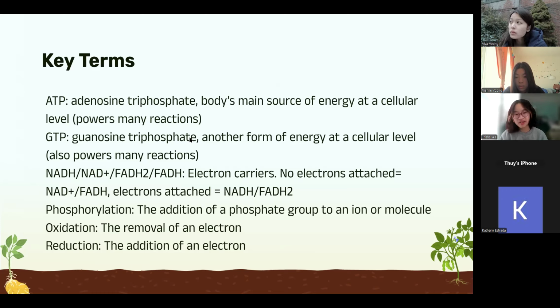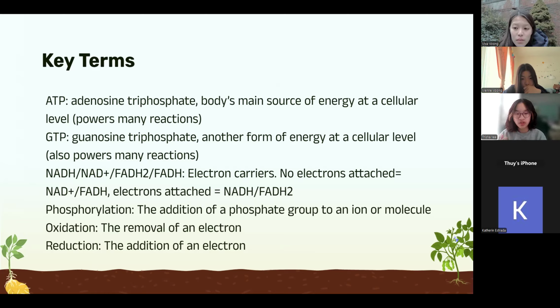There's these four acronyms. It's NADH/NAD+ and FADH2/FAD. These are electron carriers. So when no electrons are attached, it's NAD+ or FAD. And when you put an electron on, it's NADH or FADH2.